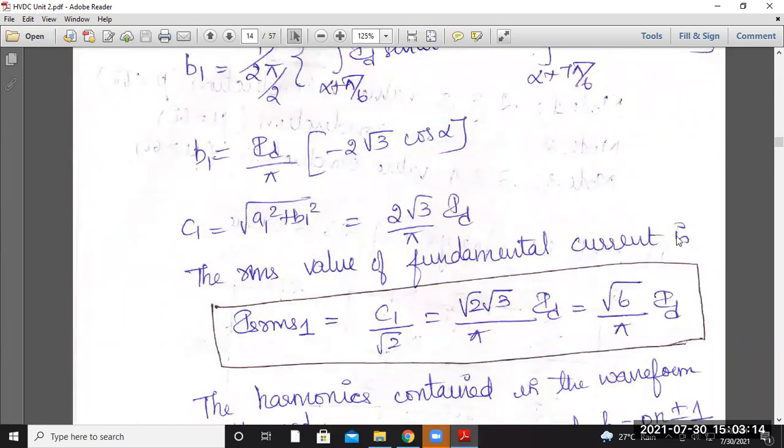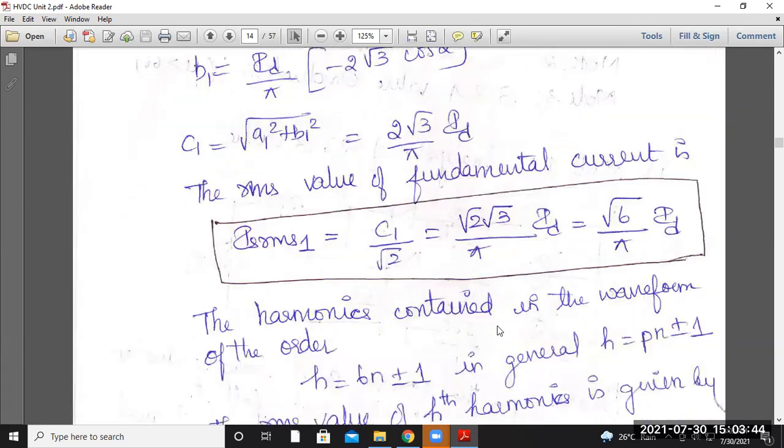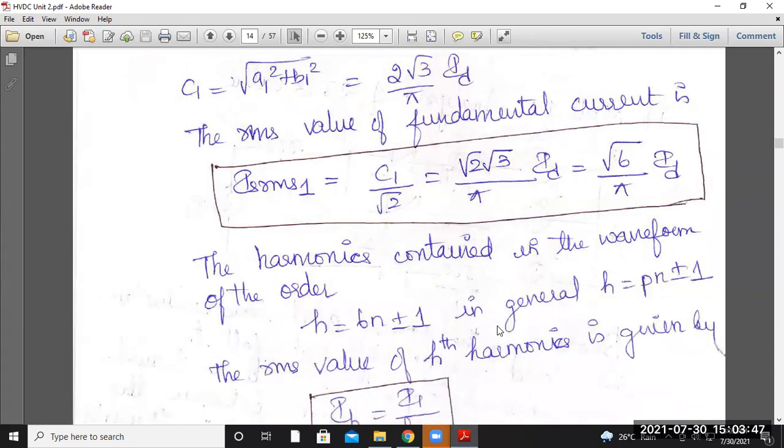So the RMS value of the fundamental current is given by this equation. This is the important equation, and you should remember all these components, that is I1 RMS equal to C1 upon root 2. C1 upon root 2 equal to root 2 root 3 upon pi into Id. If we split this value, you will get root 2 root 3, so one root 2 is taken in the denominator with C1. That will give C1 upon root 2. Here you will get root 2 root 3 upon pi, that will make root 6 upon pi Id. That is the first harmonic RMS value of the fundamental current.